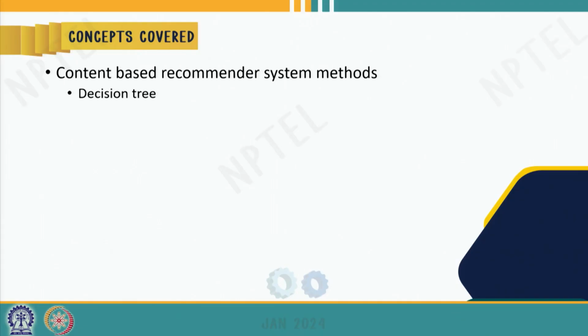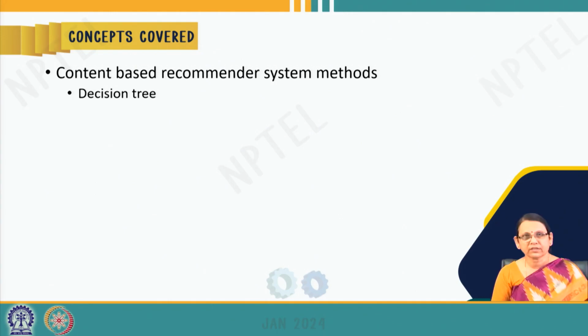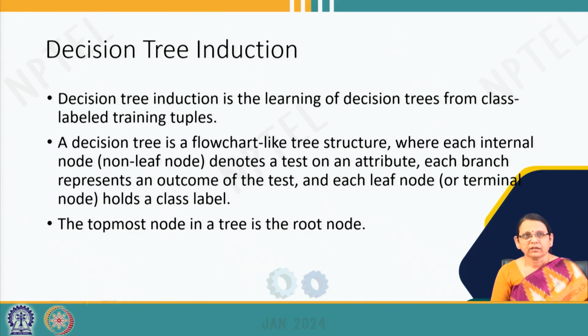So, in this particular lecture we are going to see how to use decision tree for content based recommendation. The concept of decision tree we have seen in many earlier lectures as well. So, in today's lecture we are particularly going to build a decision tree from our data set. This decision tree induction is a learning algorithm for creating the decision tree where the attributes are all discrete or discretized, and class variable is also having discrete values.